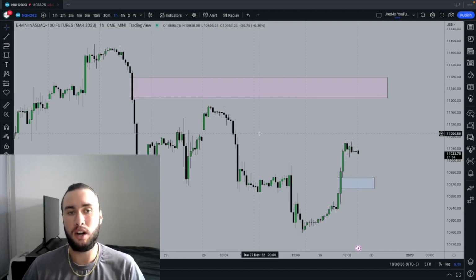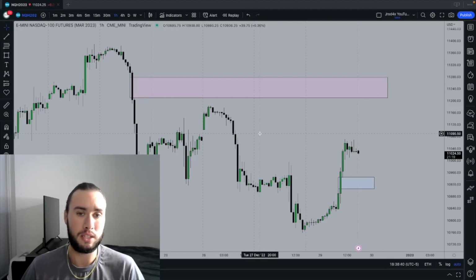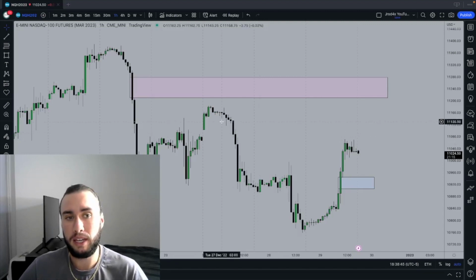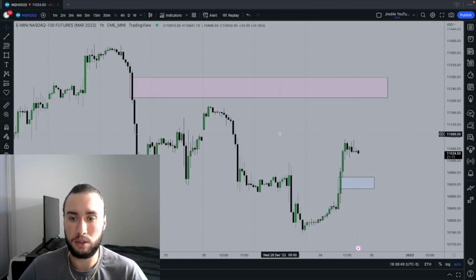But again, in terms of the overall concept in and of itself, ICT can give you the best possible explanation because, again, he is the creator of this. So that's one of them, is the fair value gap. Another one would be a bullish or a bearish breaker. So basically what that is, you're looking for a pattern in price. That's how I like to think of it.